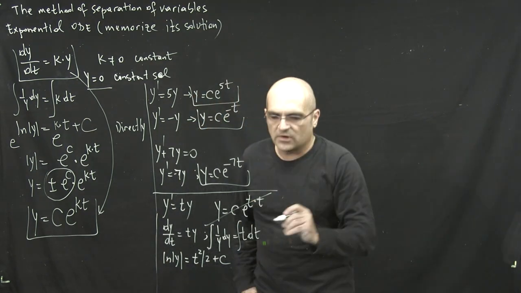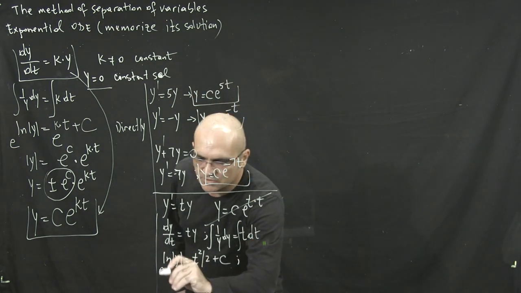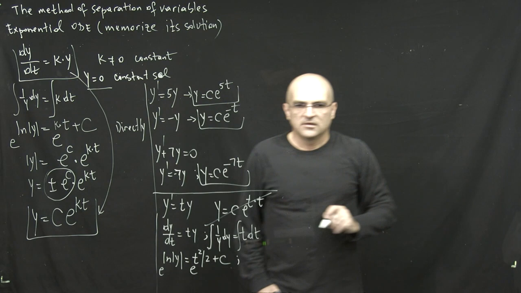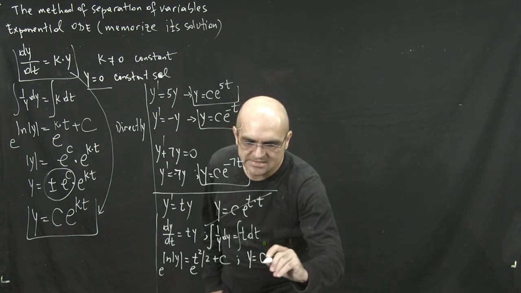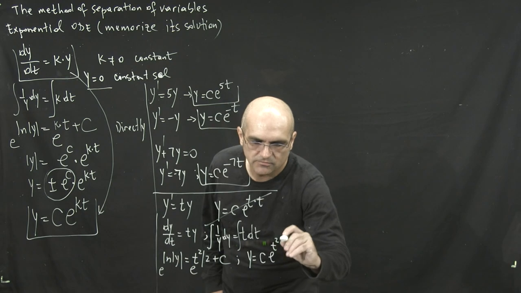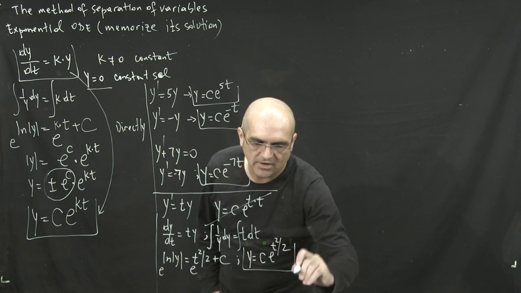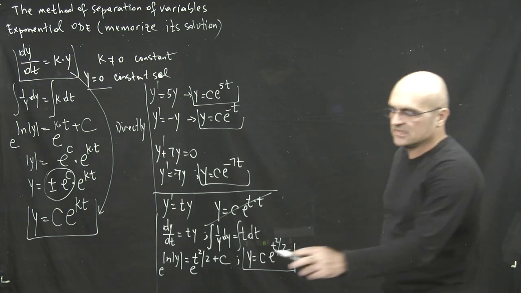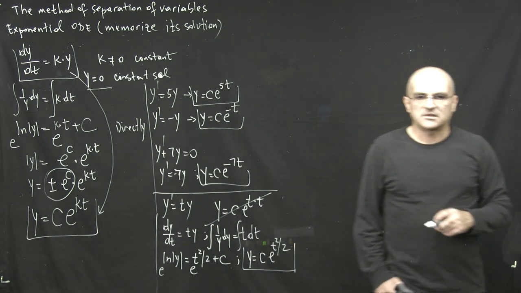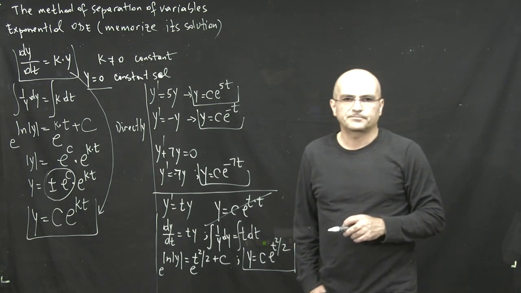And just like before, when we exponentiate both sides, go directly to y equals c e to the t squared over 2. So do that shortcut directly, right? The plus minus e to the c becomes your new c as a multiplier here in the solution.